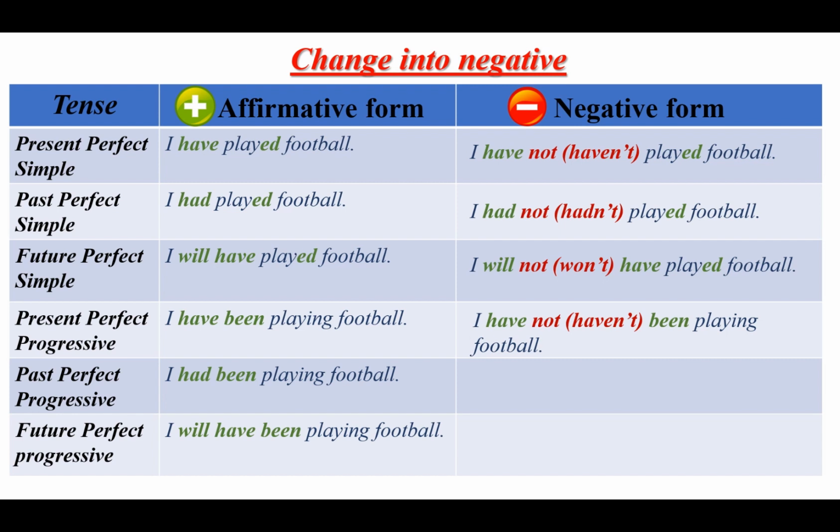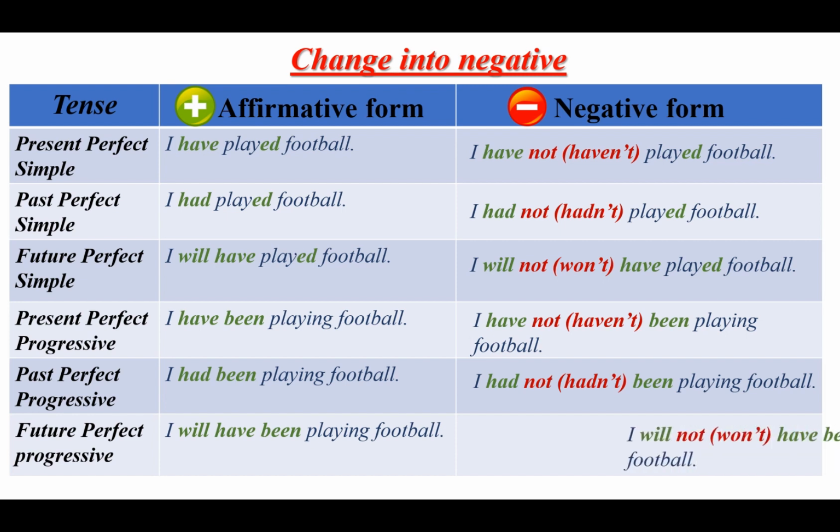Present perfect progressive. In affirmative form, I have been playing football. In negative form, I have not or haven't been playing football. For the past perfect progressive, we have, in affirmative form, I had been playing football. In negative form, I had not or hadn't been playing football.